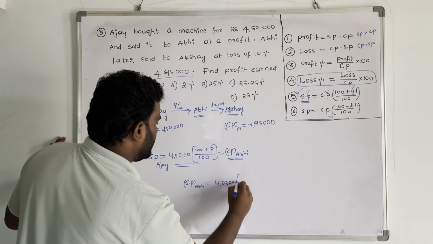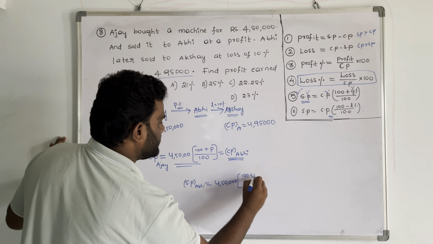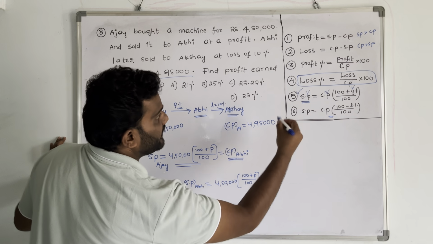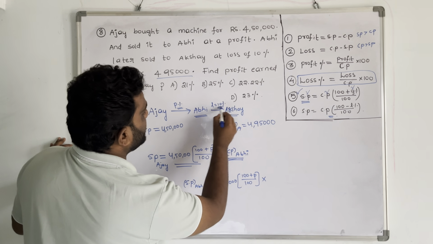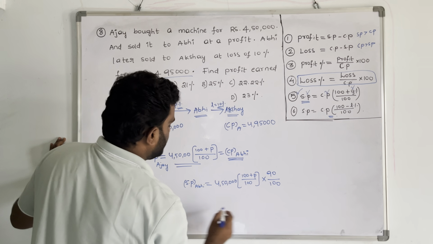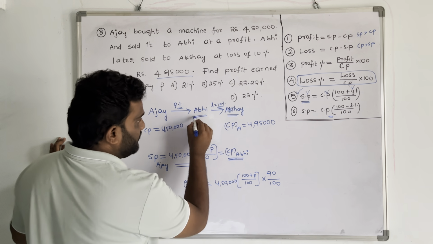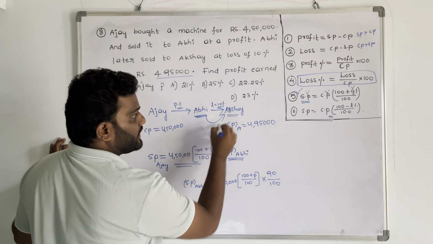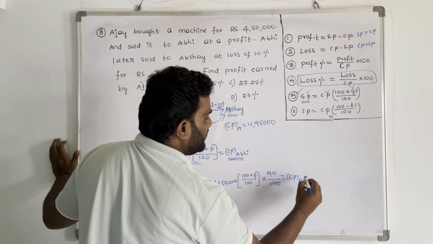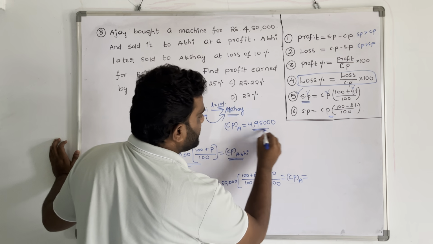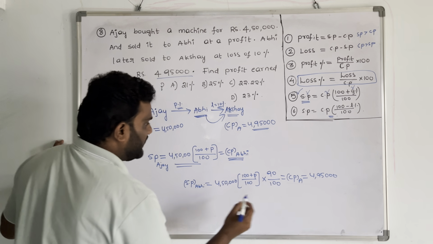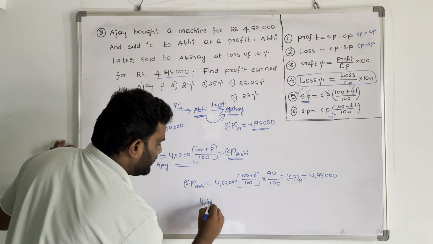4,50,000 into 100 plus P by 100 into 100 minus loss percent. How much is the loss percent? 10 is given. So 90 by 100. So this is the selling price of Abhi. That is equal to cost price for Akshay. Cost price for Akshay. Now that value is given as 4,95,000. So ultimately what are we left with?